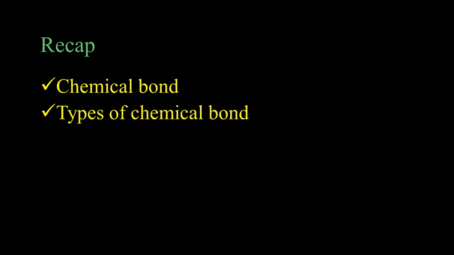Let us recap what we have studied today. Chemical bond: it is a force of attraction between atoms that binds them together as a unit called a molecule. Next, the types of chemical bonds. What are the types? Strong bond and weak bond. The strong bond is again classified into 4 types: ionic bond, covalent bond, coordinate bond and metallic bond. Similarly, the weak bond is classified into 2 types: hydrogen bond and van der Waals interaction.